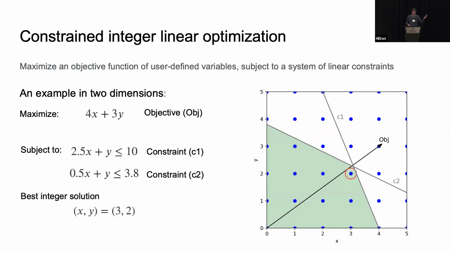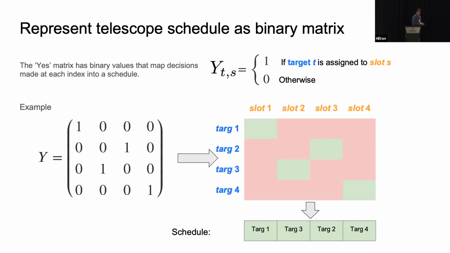And in reality, what we want to do is find the integer solution, and that actually makes the problem quite a bit harder. So you can think about a telescope schedule as a matrix that has targets on the rows and slots on the columns. And the scheduling problem is just slotting those targets into the various slots. So we can represent a scheduled target with a 1 if target T is scheduled into slot S. And the values of this Y matrix that are 1 are just the set of all scheduled observations.